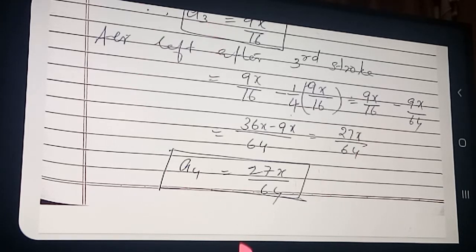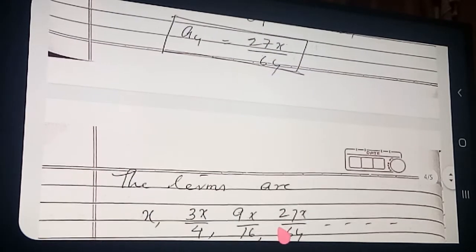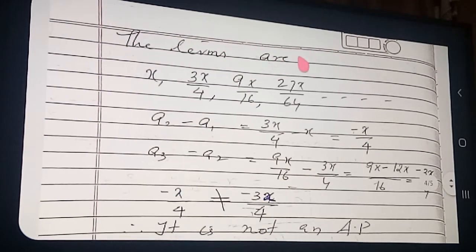I already found out and shown you 4 terms. Okay, all the 4 terms are clear? Yes. Move to the next page. The terms are x, 3x by 4, 9x by 16, 27x by 64. Now you see the common difference taken.